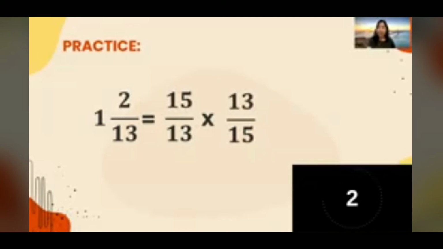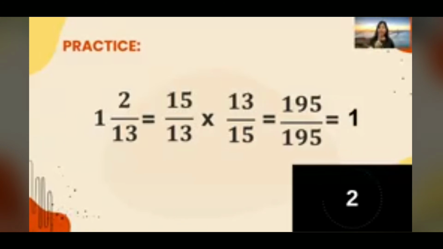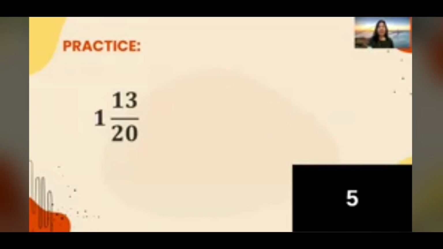If we are gonna check it out, this is how it goes. 15 times 13 is 195, and 13 times 15 is 195 as well. And dividing these numbers, we'll get 1. All right, so the final product of 15/13 and 13/15 is 1, meaning 13/15 is the reciprocal of 15/13. Got it right? Very good. For our next item, we have another mixed number, and this is 1 and 13/20. Here is your minute, and your timer starts now.